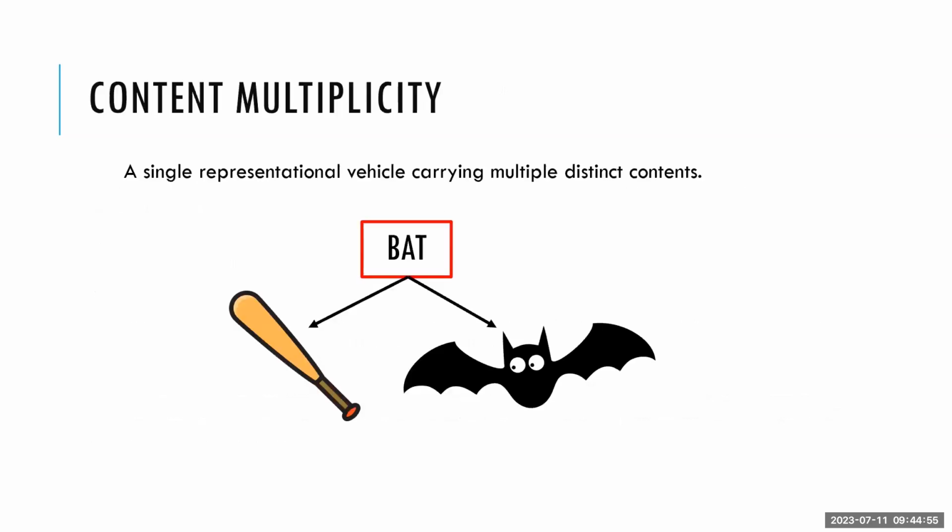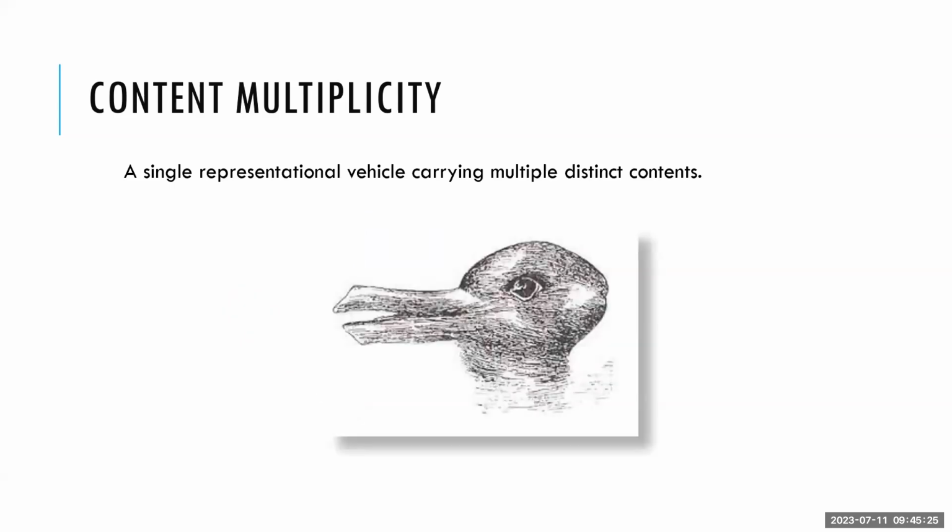And the argument is based on the idea of content multiplicity. What we call content multiplicity is when a single representational vehicle, the same exact vehicle, is carrying multiple distinct contents. We are aware of this phenomenon in conventional representations. So the same string on the screen, the same physical symbols, seem to have two different meanings. And probably the best known example is this rabbit-duck figure, which is again one physical vehicle, one figure on the screen, that has two different contents. So that's what we call content multiplicity.